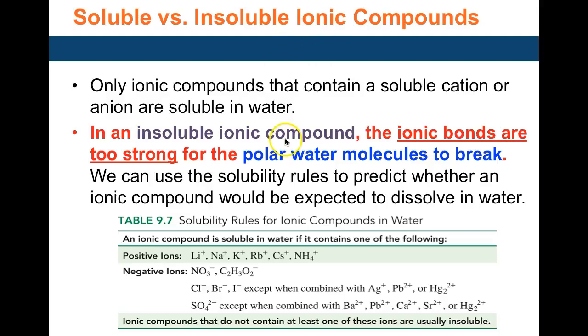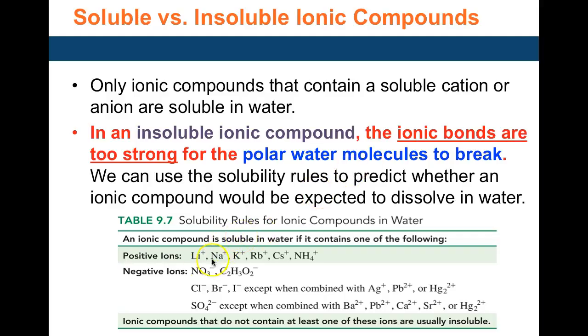Now, there are certain compounds where water is not able to overcome this ionic interaction between the positive and negative ions. In such cases, those compounds will not dissolve in water, no matter how much water you add to the compound. So, table 9.7 lists the rules of which types of ionic compounds will dissolve in water and which types will not dissolve in water.